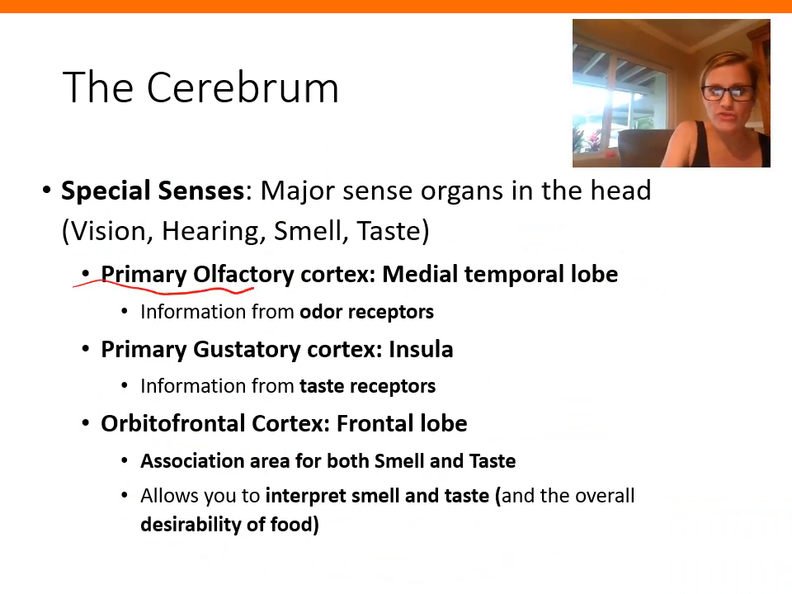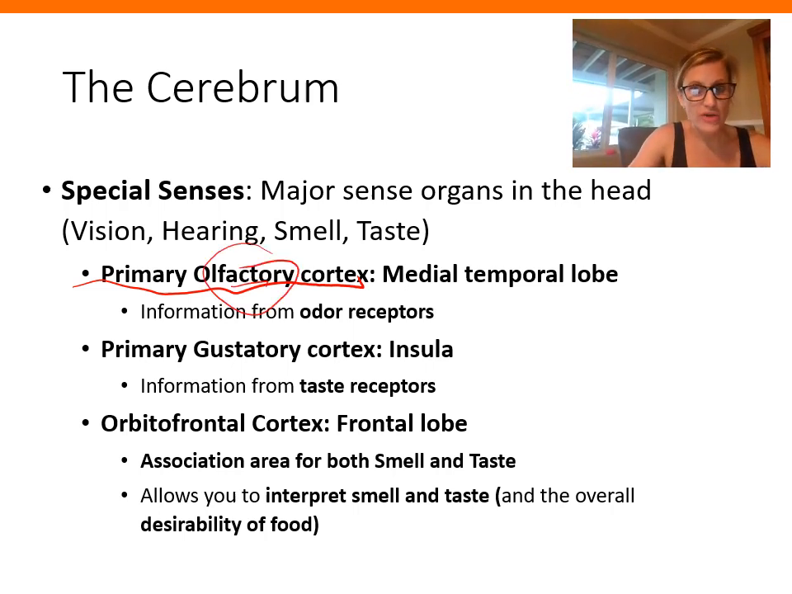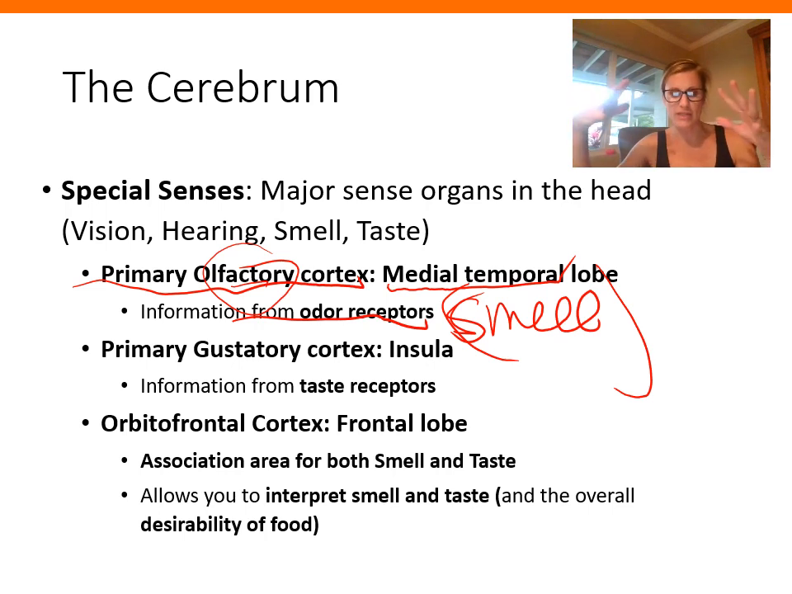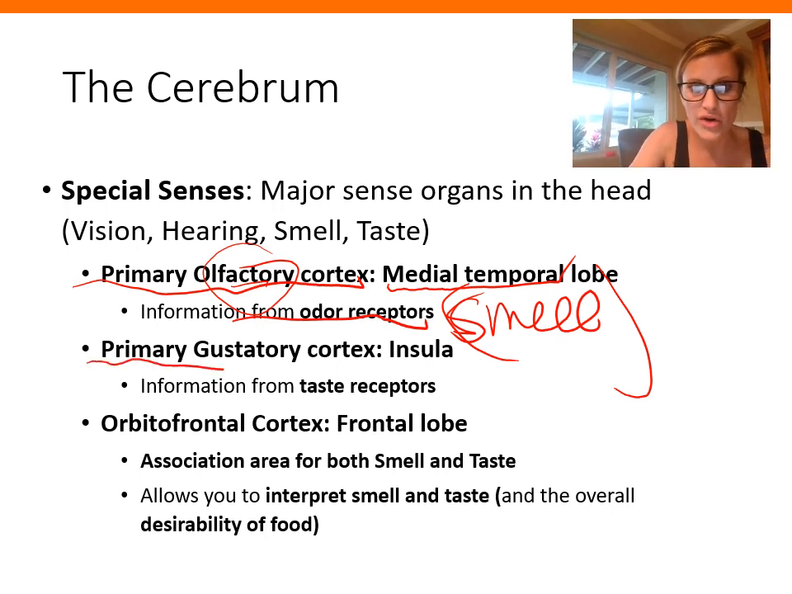The primary olfactory cortex. Olfaction is smell. So the primary olfactory cortex is where we get information from odor receptors in the nose. This is, again, what gives us our sense of smell. The primary olfactory cortex is located on the medial temporal lobe. So this is really hard to see from outside the brain. You have to kind of open up the lateral sulcus and look inside the temporal lobe to see the primary olfactory cortex.